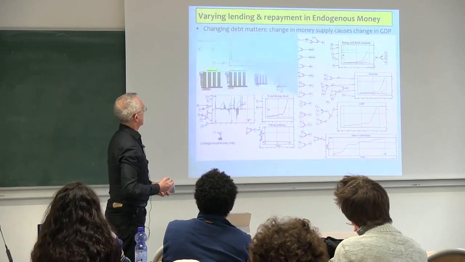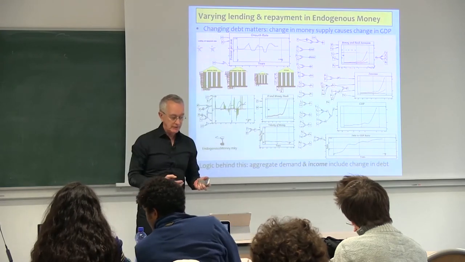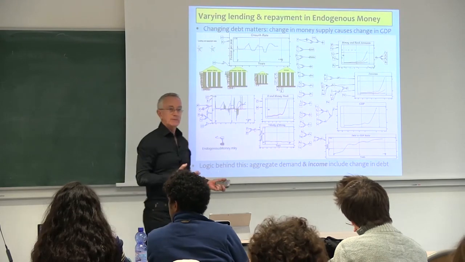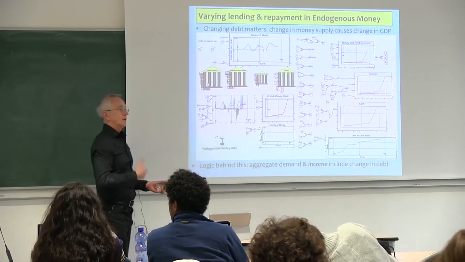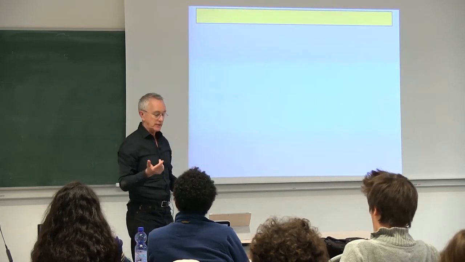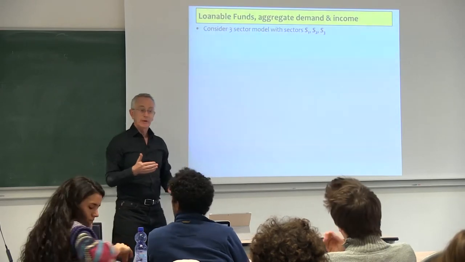So changing the debt level does matter. This is now, when I've included the endogenous money system, the result you get. So logically behind this, it must be that change in debt is turning up in some way as part of income and demand. So I want to explain why that's consistent with the arguments about expenditure being identical to income.